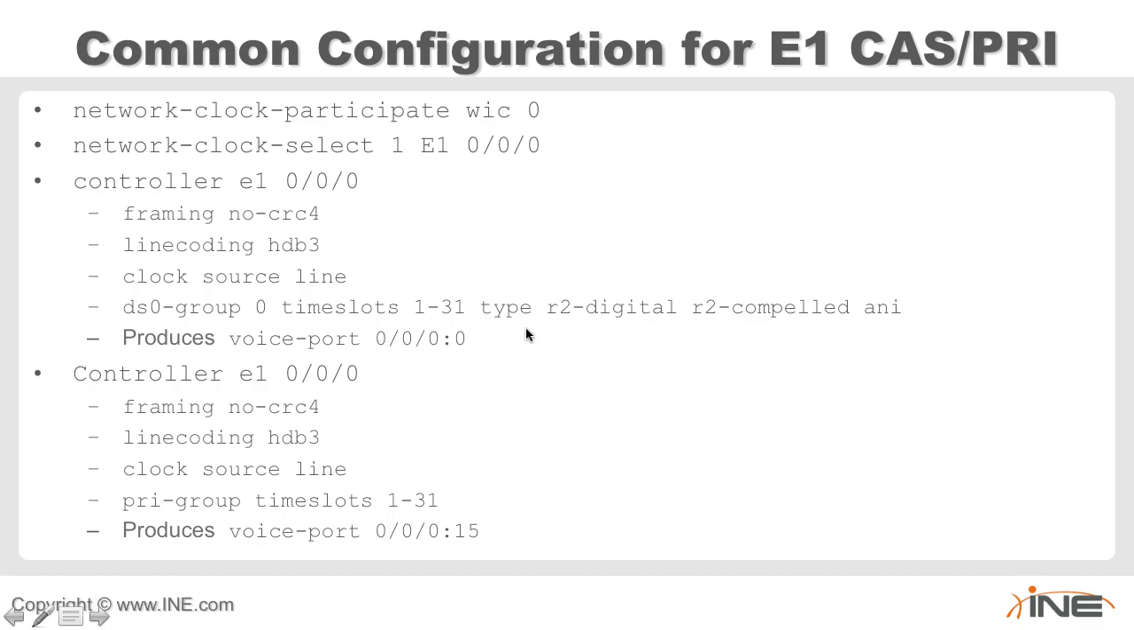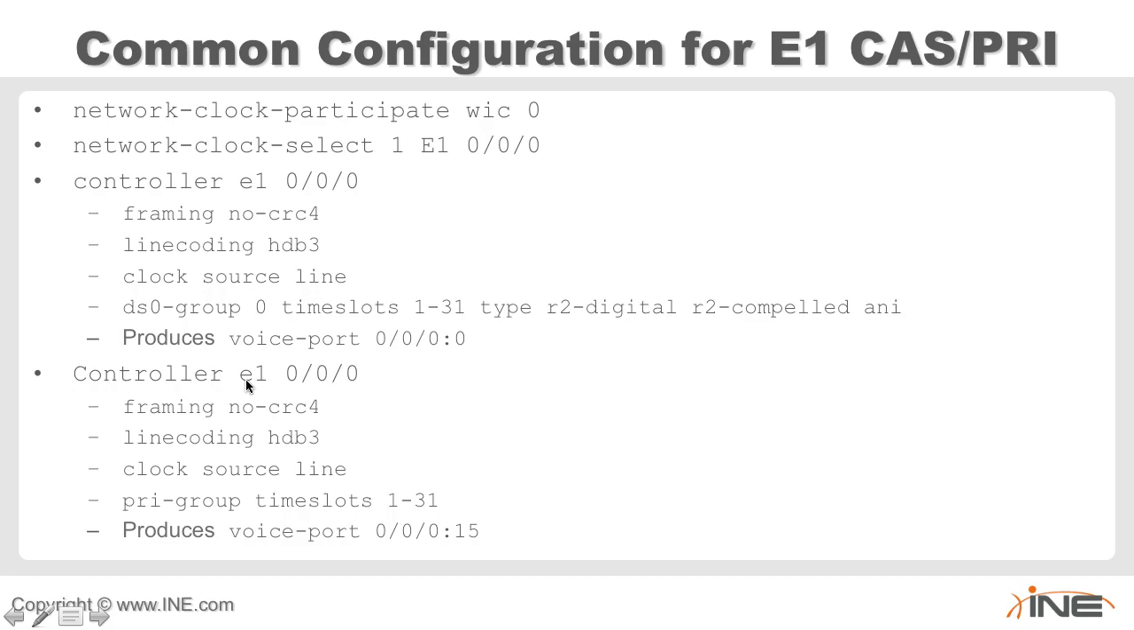And I could do E&M, but more common is R2 digital, R2 compelled, and I have to tack on ANI if I want calling, and E1 supports calling or ANI in both outbound and inbound directions. Remember, it's got that channel 16 or 15, counting non-canonically or canonically, respectively, that it has more bits to handle more signaling information like ANI in both directions. And it produces this voice port just like the T1 would.